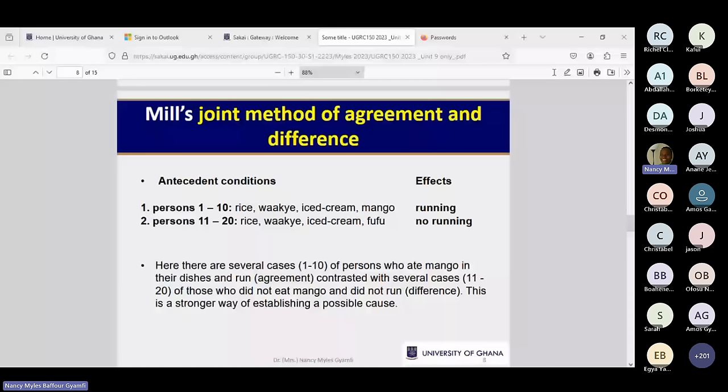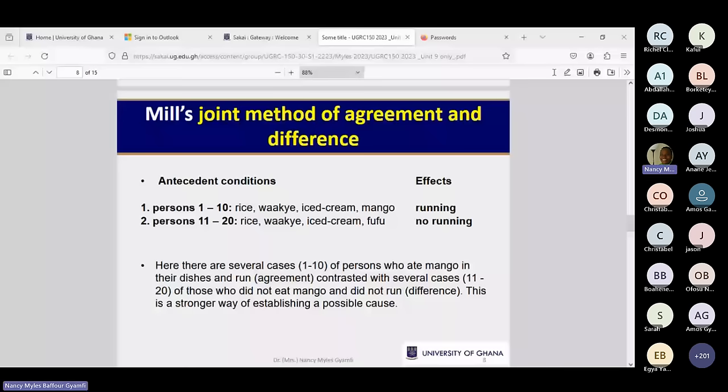Then it turns out, 150 ladies, 150 gentlemen, that all those who ate the mango are running, all of them. Then all those who didn't eat are not running. That's a stronger version because it is not just one man and the wife where the one lady took mango and the husband didn't take. We would have asked, maybe it is her makeup or the water she has changed. But if it's all these people, then it is stronger. So we call it a joint method of agreement and difference.